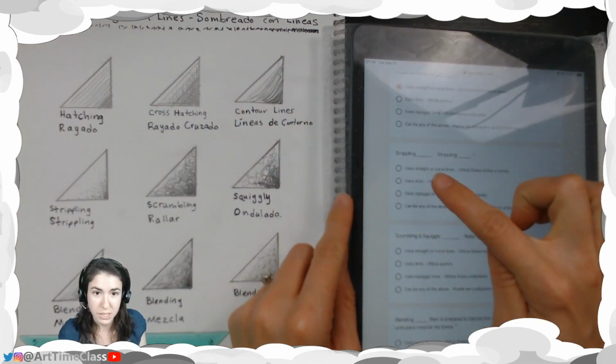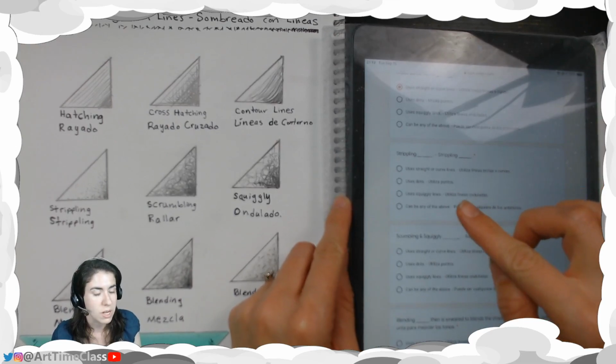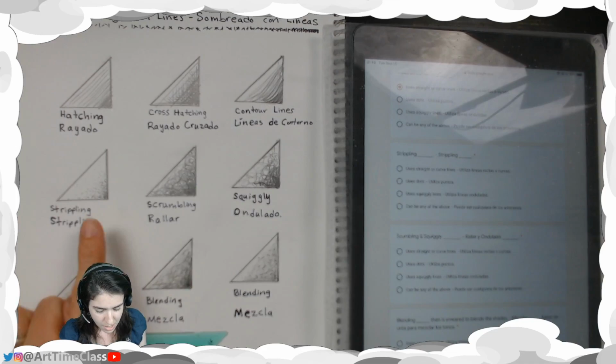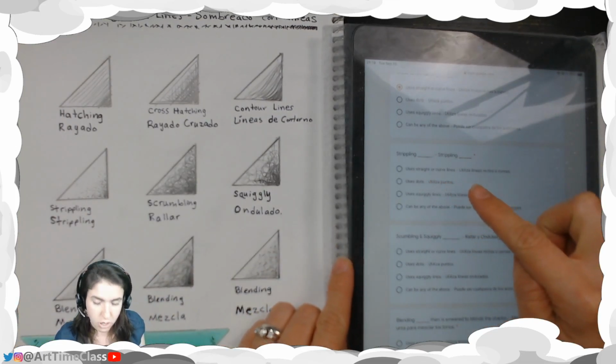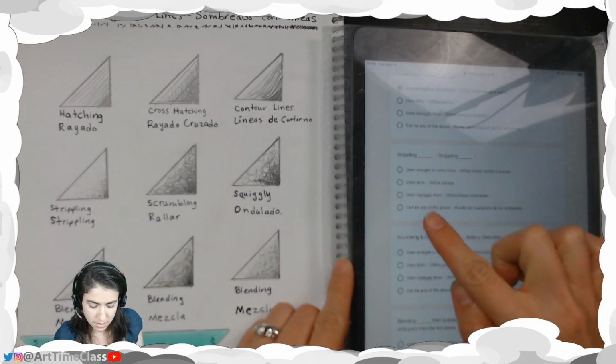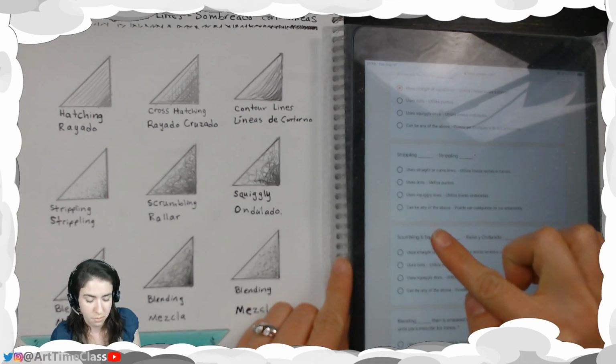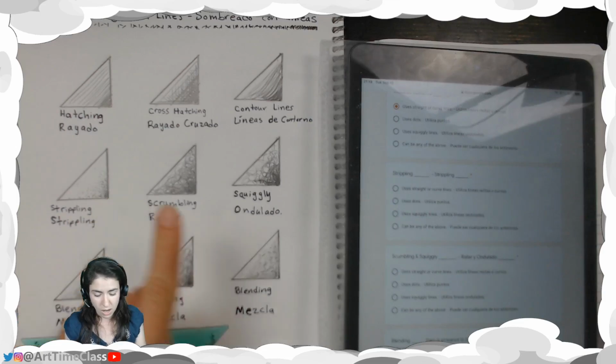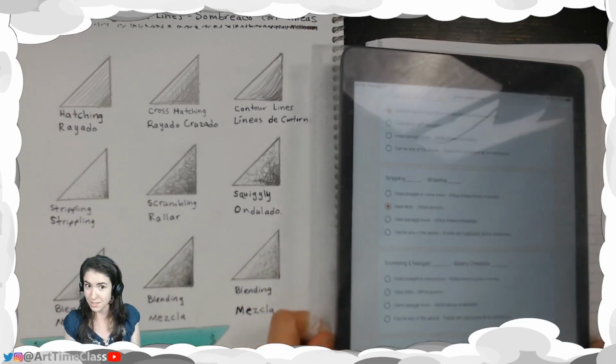Next is stippling, which is probably the most unique of all the different techniques and the one that takes the longest to do. Let's see. Does it use straight or curved lines? Use dots? Use squiggly lines? Or can be any of the above? If I look really close, those are little bitty dots. So I'm going to put uses dots.